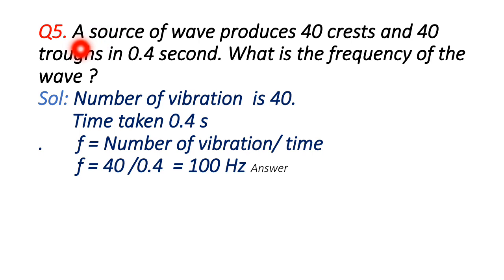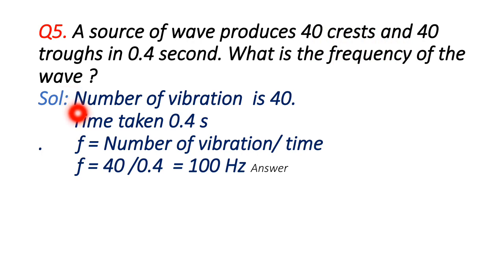Now see, one numerical is solved here. The question is, a source of wave produces 40 crests and 40 troughs. If it is 40 crests and 40 troughs, then it means there are 40 vibrations, because one crest and one trough give one vibration. So for 40 crests there will be 40 vibrations.